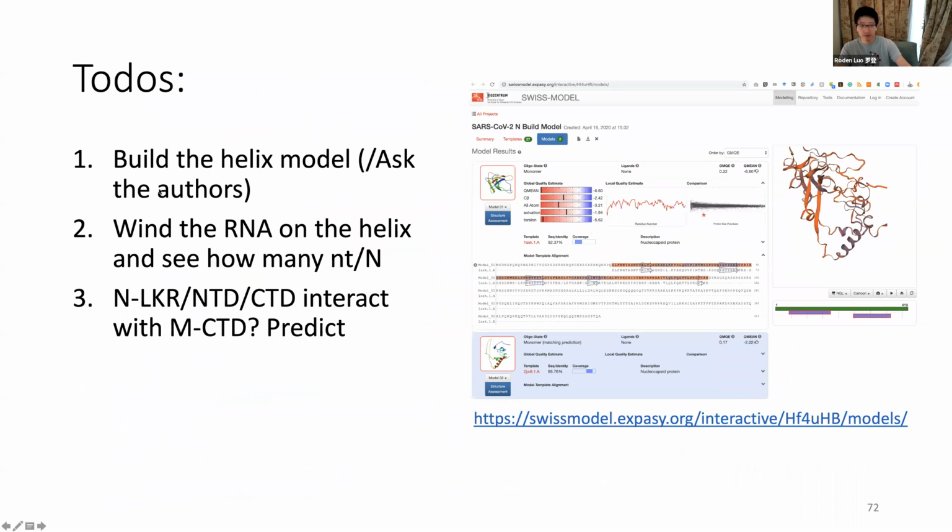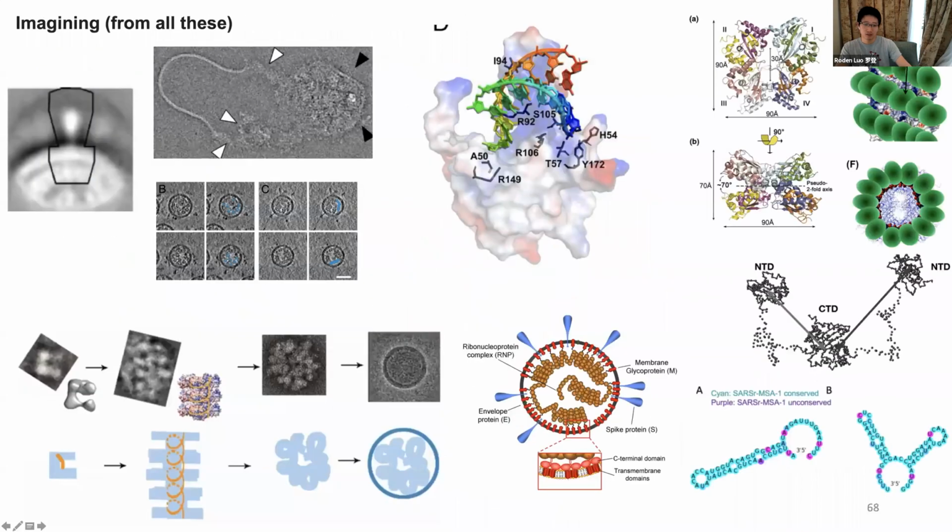There are some to-dos. The first one is to build the helix model, or we ask the author, which is this model. Which is this model here, or this model. And we need to fix that if we conform to this one.